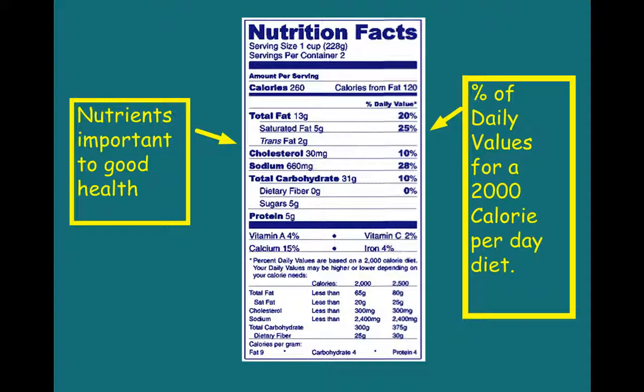So basically what that means is, we'll use the amount of fat as an example: you are eating 13 grams in just 1 cup of this serving size. You are going to get about 20% of your recommended daily value. So if you had 2 cups, you would get roughly 40% of your recommended daily value with this container.